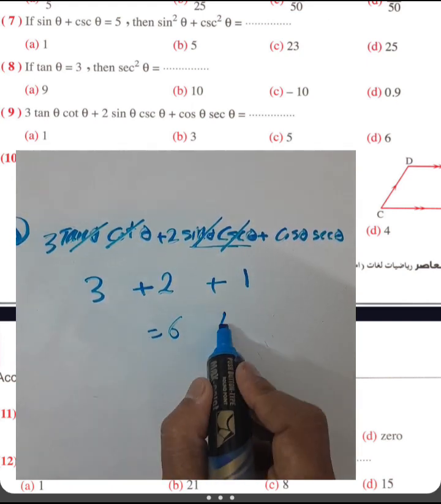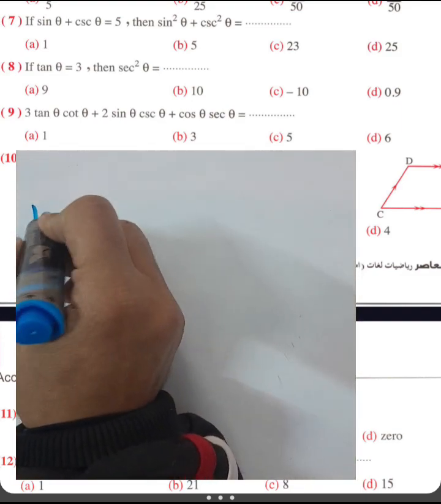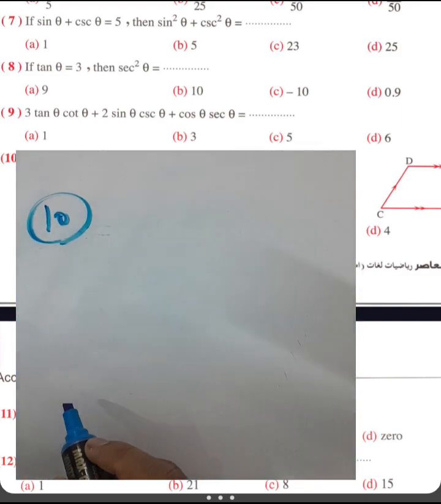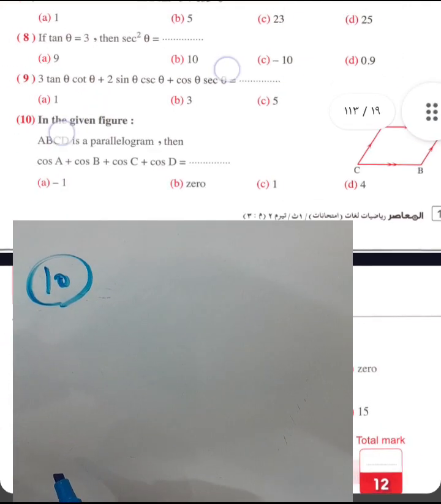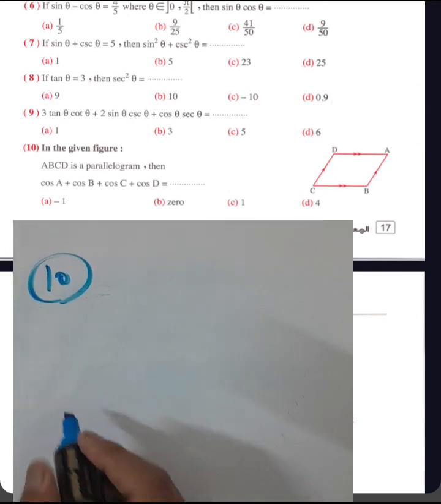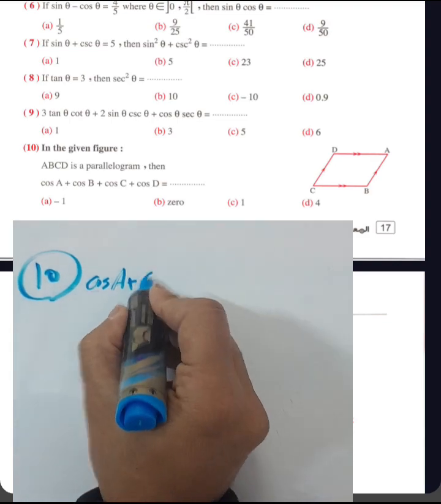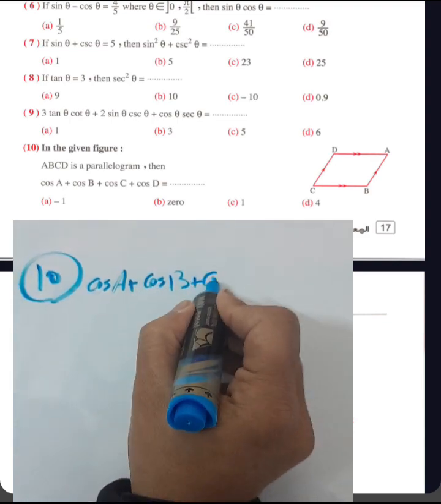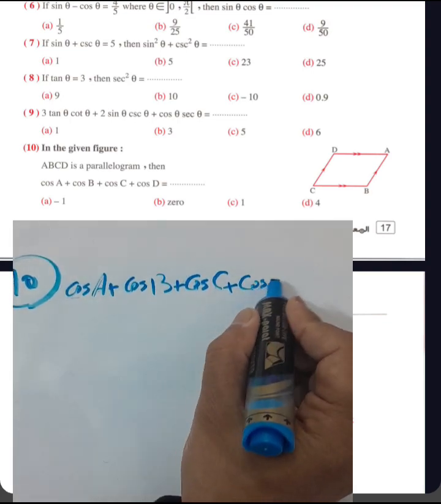Choose letter D. Look at question number 10. In the parallelogram, you want to find cosine A plus cosine B plus cosine C plus cosine D.